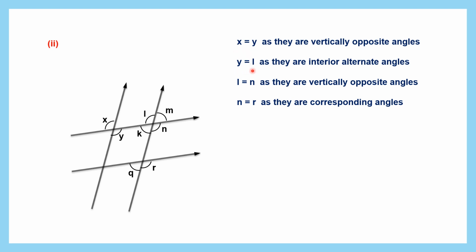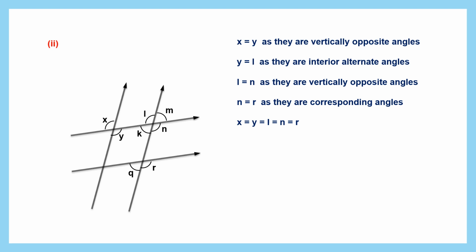Y is equal to L is equal to N, and N is equal to R. So we can write it this way: X is equal to Y equals L equals N equals R. They're all equal to each other. So whatever the measurement of X is, suppose X is 50, Y, L, N and R will also be 50 degrees.